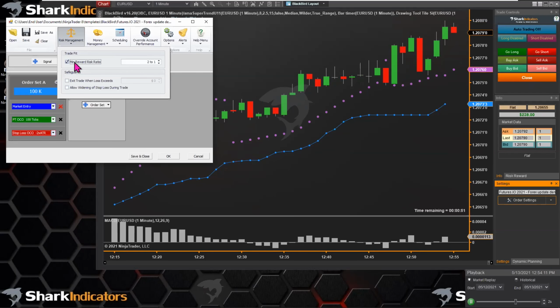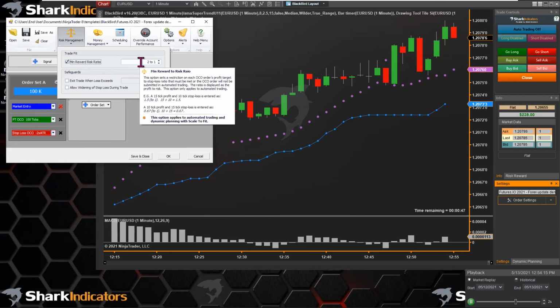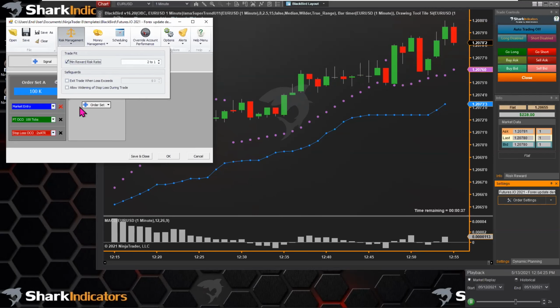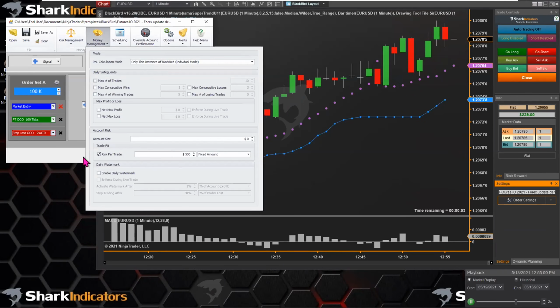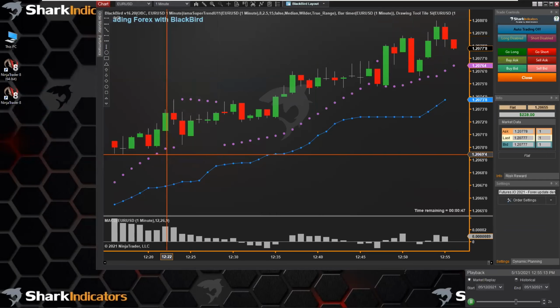So you might want to enable a minimum risk reward. And so BlackBird, before it actually executes a trade, will make sure that your profit target and your stop loss meet this minimum reward to risk ratio as well. So there's all kinds of little bells and whistles in here for that. Let me show you the dynamic planner here before I run out of time.